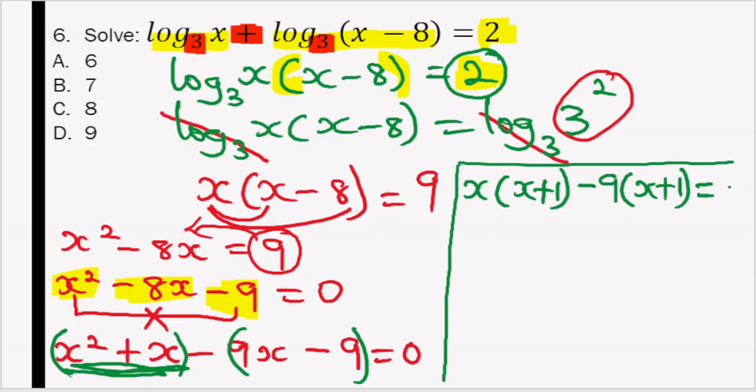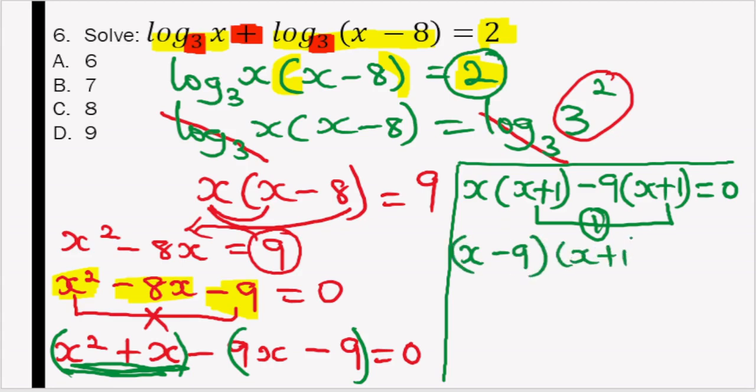All equal to 0. Since we have x plus 1 and x plus 1 here, we're going to pick one of them because they are the same. So we bring the one outside together, which is x minus 9 in a bracket, and then we have x plus 1, the one we are picking, all equal to 0. So x minus 9 equal to 0, or x plus 1 equal to 0.